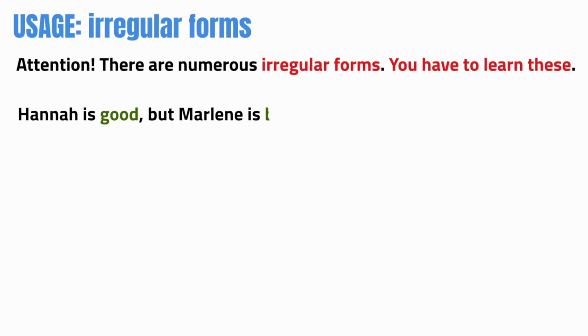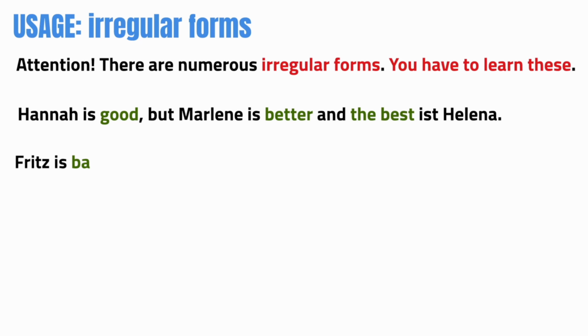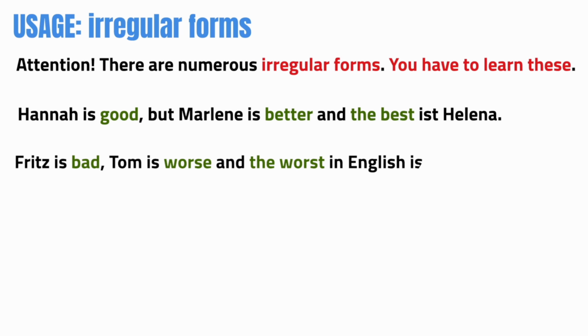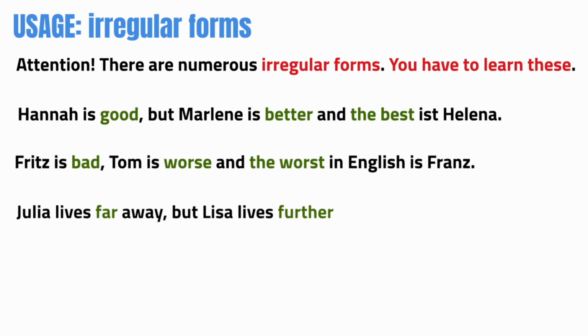Good. Hannah is good, but Marlene is better, not gooder. And the best is Helena. Good, better, best, not good, gooder, goodest. Fritz is bad, Tom is worse, and the worst in English is Franz, not better and baddest. You sometimes hear these forms in songs, but that's not grammatically correct.